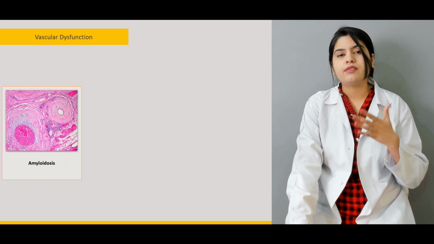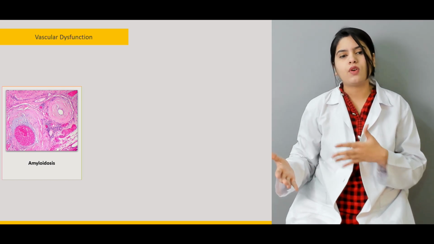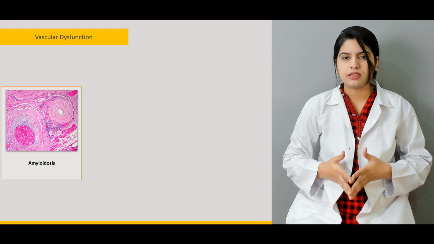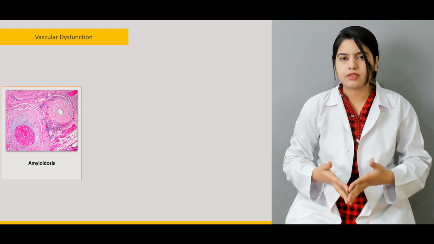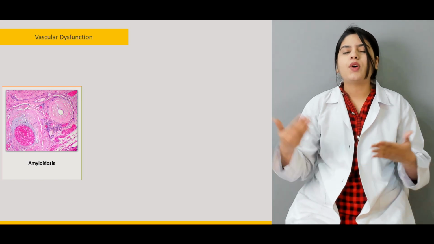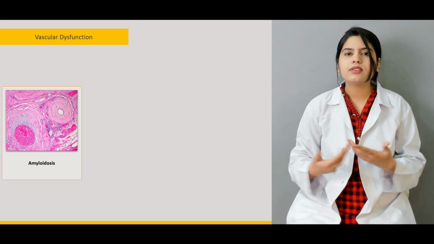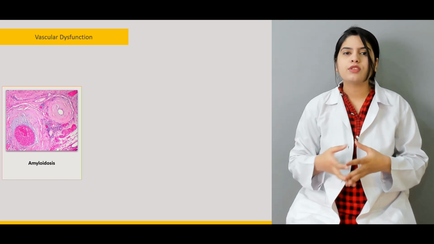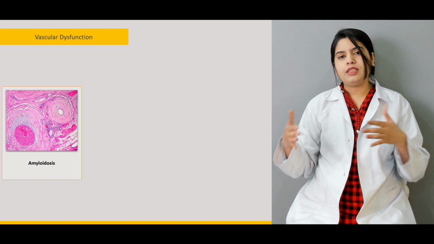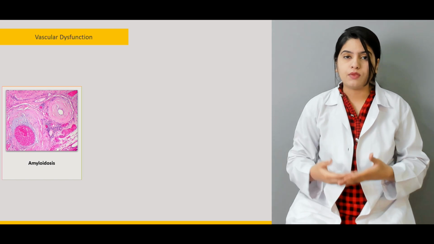Basically, the reason for the deposition of this immunoglobulin factor in the vessel wall is three types of diseases or three types of conditions. First of all is amyloidosis. In amyloidosis, the amyloid protein is increased in amount and it deposits in different tissues and different cells, which is responsible for the increased deposition of the immunoglobulin factor in the vessel wall.